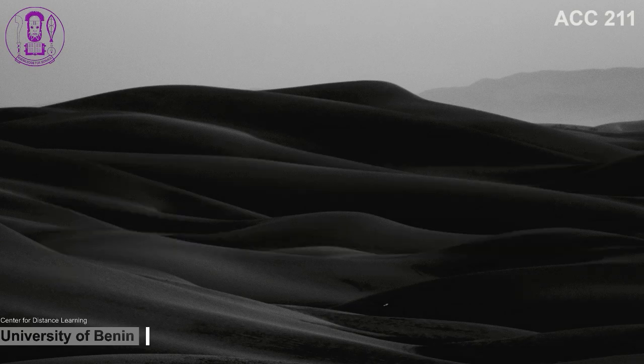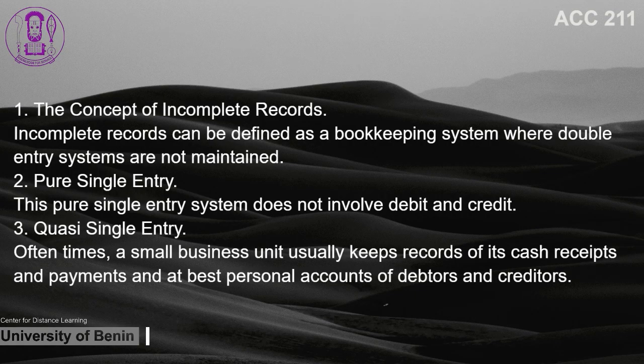Summary of Study Session 6. In this study session, please take note of the following. 1. The concept of incomplete records. Incomplete records can be defined as a bookkeeping system where double-entry systems are not maintained. 2. Pure single entry. This pure single entry system does not involve debit and credit. 3. Quasi-single entry. Oftentimes, a small business unit usually keeps records of its cash receipts and payments and at best personal accounts of debtors and creditors.